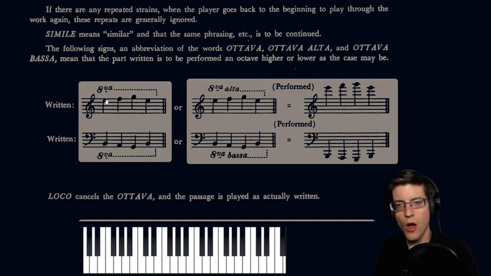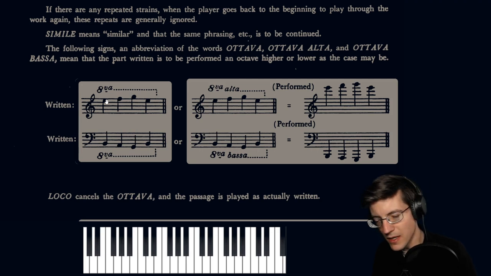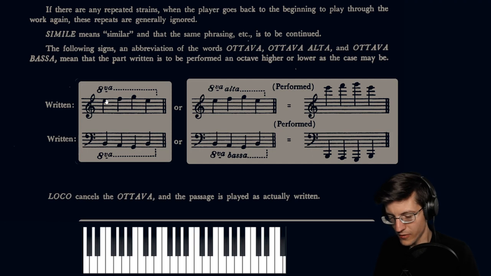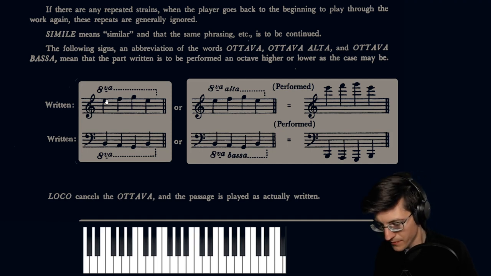So it's written on the staff as this, but because it has octava alta, you increase it up an octave. And then the same in bass clef: if it's written there, that would be B-A-G-B, and I need to drop my octave modulate down. There we go, up one.